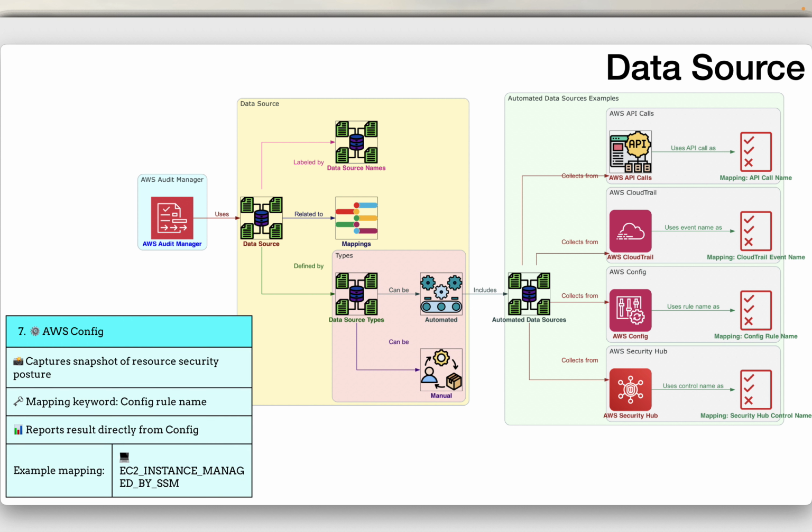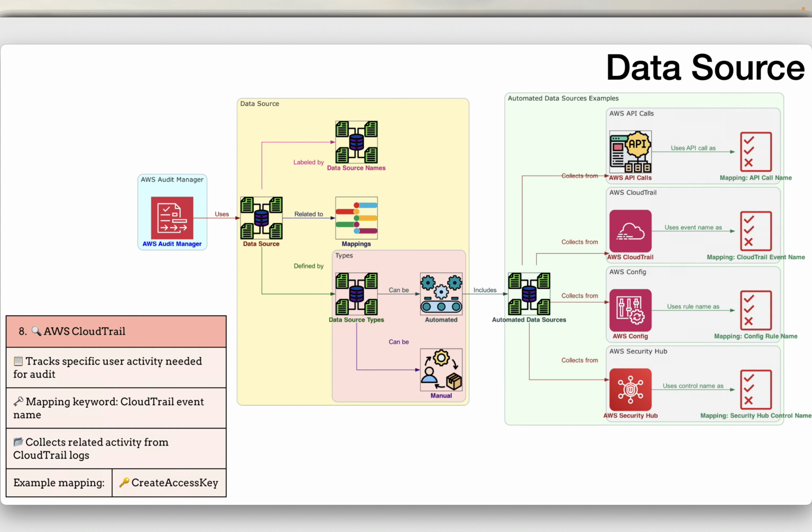Next, for example, the AWS Config service, and use this data source type to capture a snapshot of your resource security posture. Audit Manager uses the name of an AWS Config rule as the mapping keyword, and reports the result of that rule check directly from AWS Config. For example, it could be EC2 instance managed by SSM. So under AWS Config, there is a control or a config rule like this, and this will show up in Audit Manager.